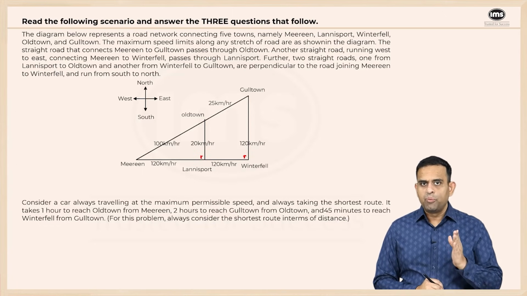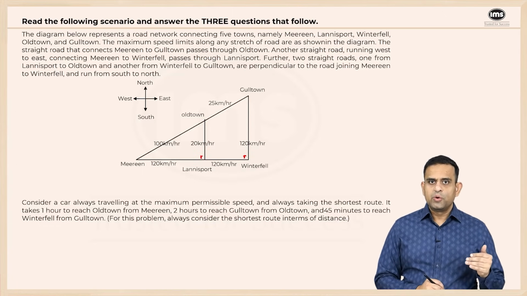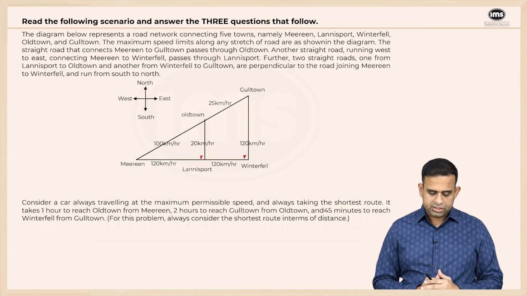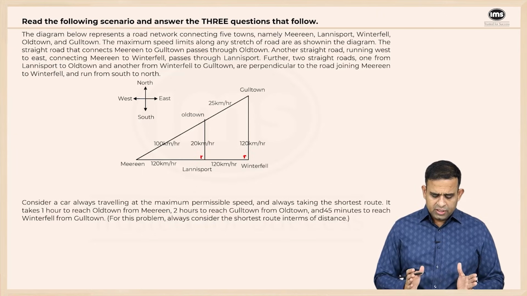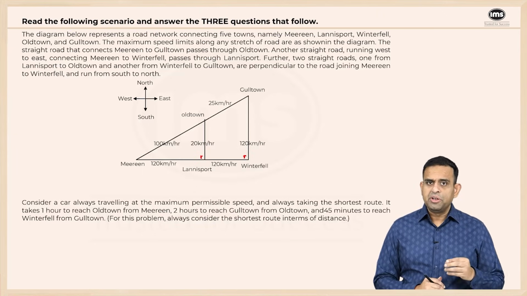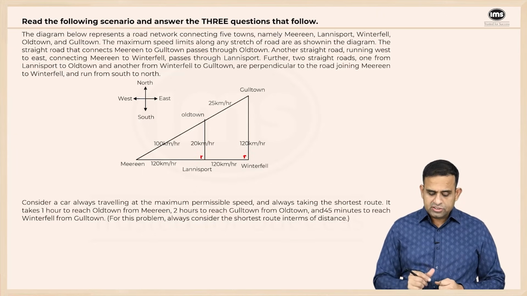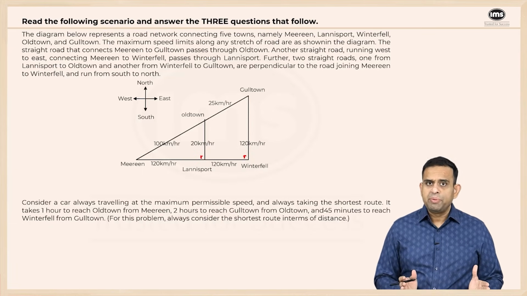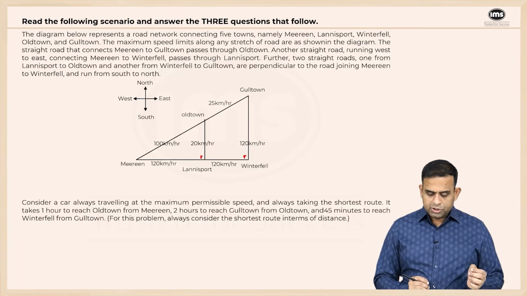So if I want to go upward, I will go towards north. If I want to go towards the right side, I am going towards the east direction, from west to east. The speed which is allowed has been given to you for each of the segments. And then they also told you to consider a car traveling at the max permissible speed and always taking the shortest route.